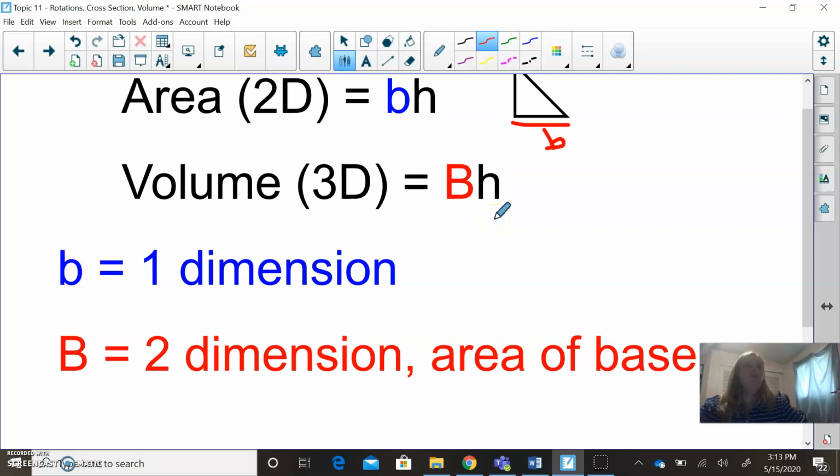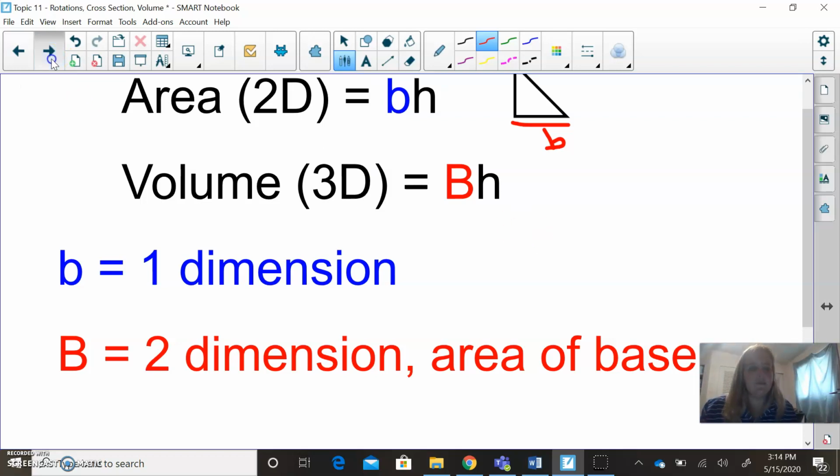Okay, let me grab this here. This is my cup for my pencils and stuff. Right here, this is our circular base. For our circular base, we'd be finding the area of the circle, and the area of a circle is pi times r squared.